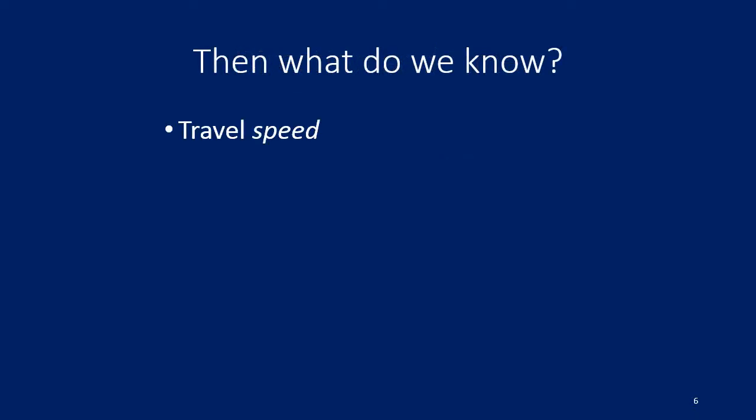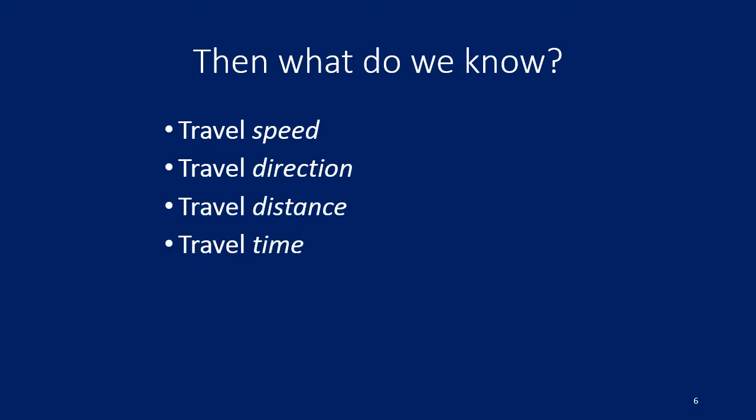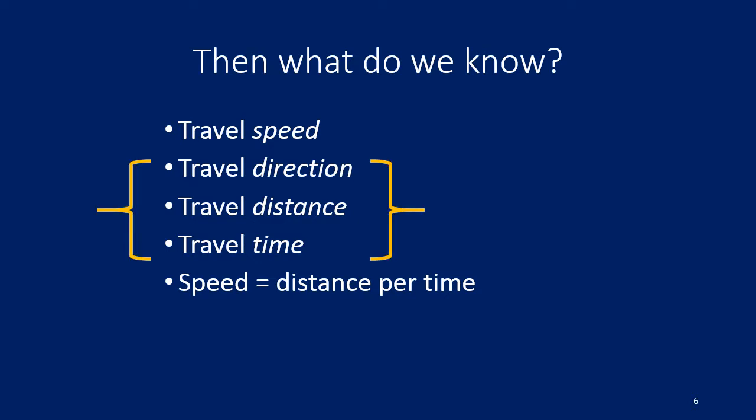So then what do we know? We know the travel speed, direction, distance, and time. Now, since speed equals distance per time, we really need just the direction, distance, and time.